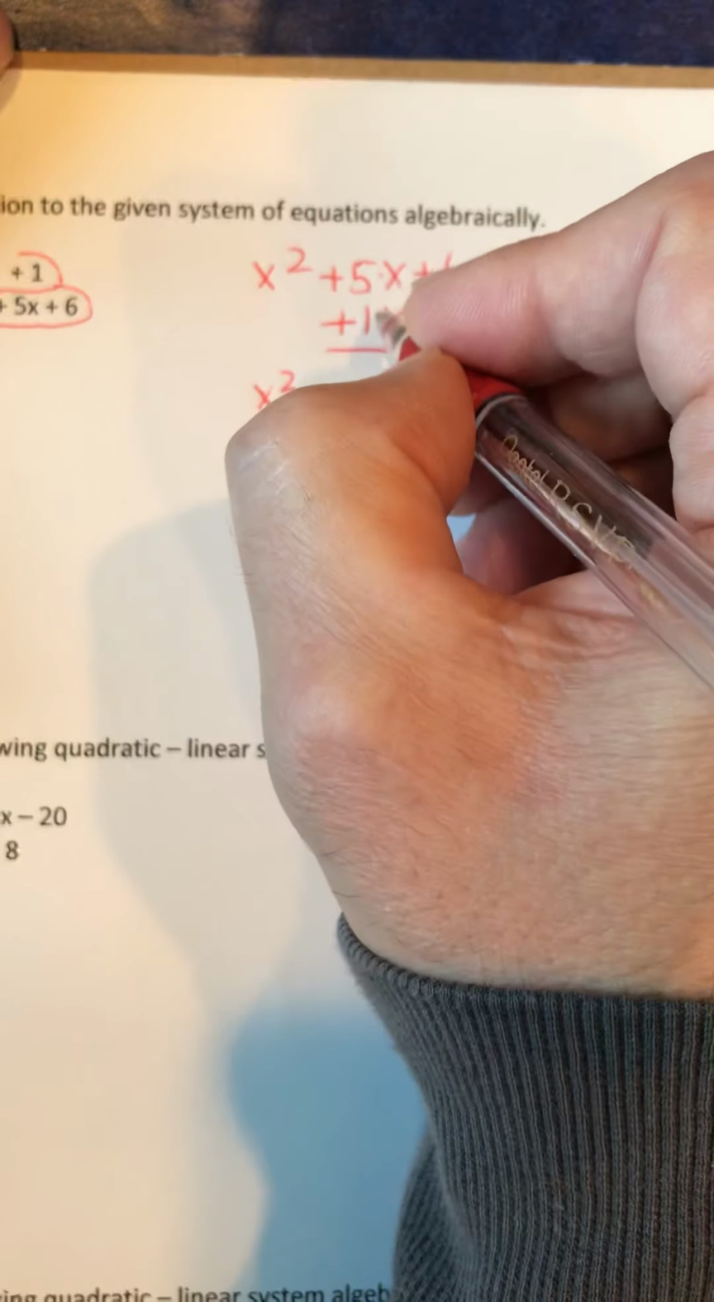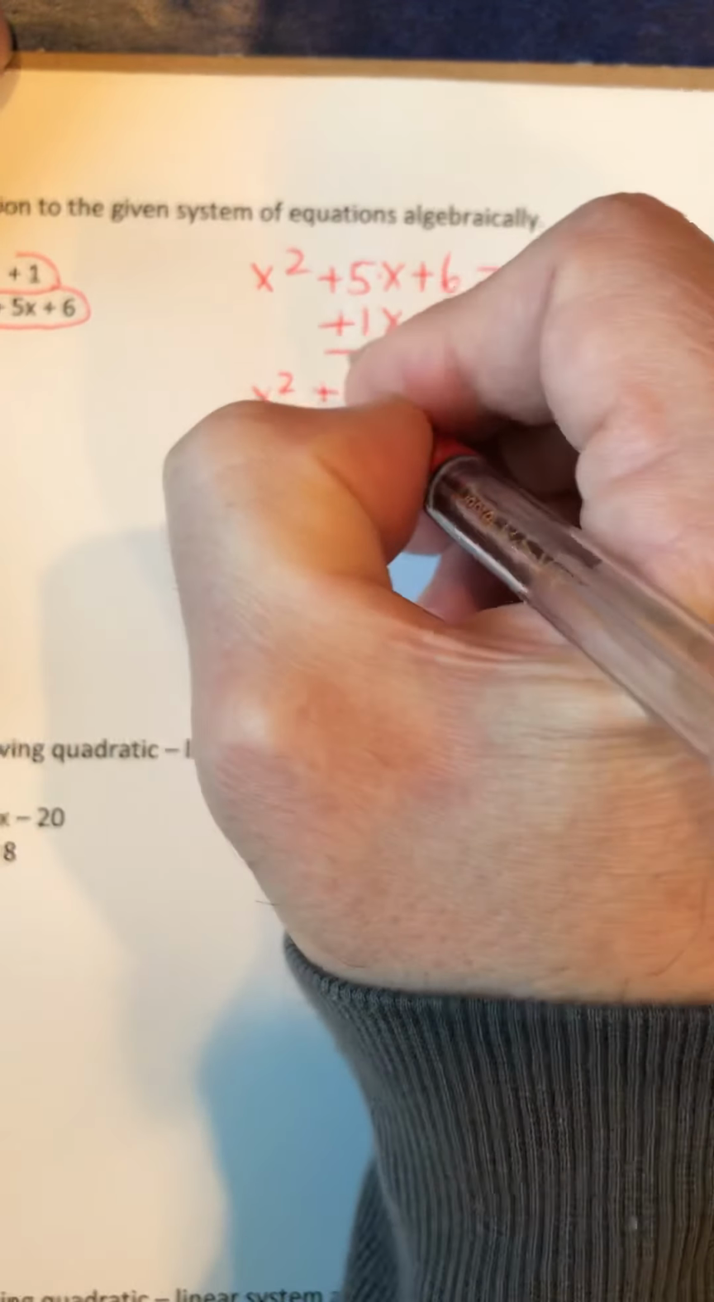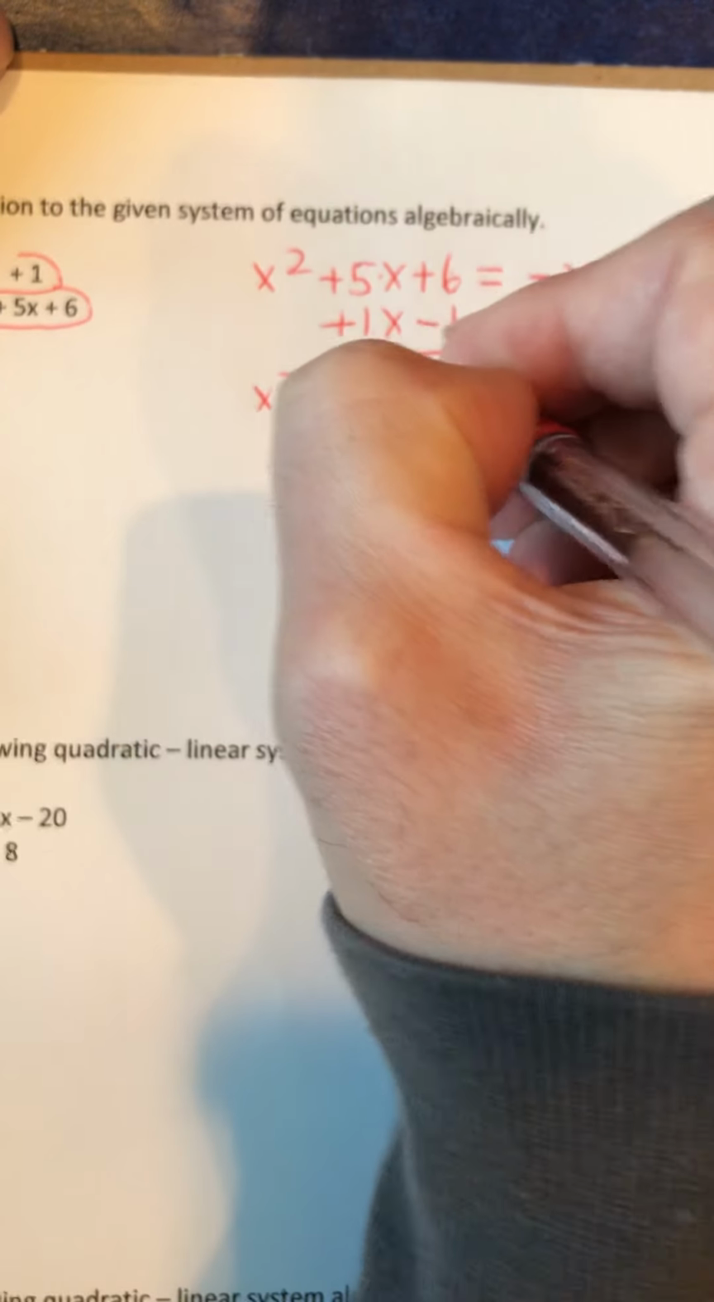On the left side, we're going to bring down the x squared. We're going to combine 5x and 1x. That's 6x. We're going to combine 6 minus 1, that's 5.